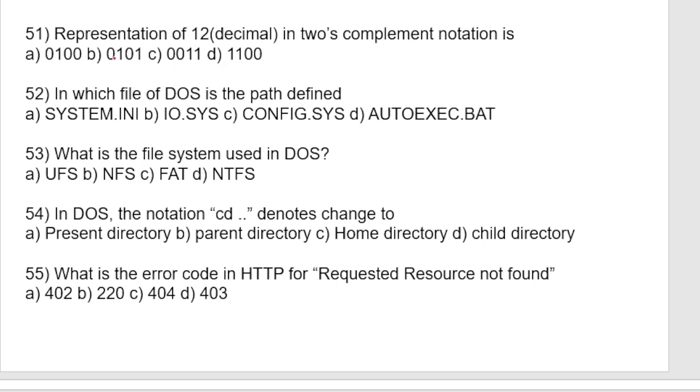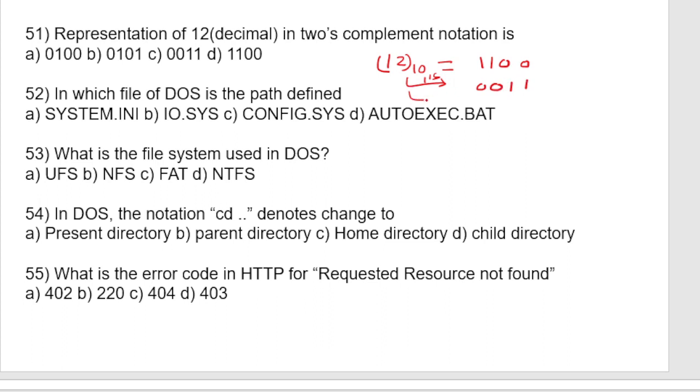Let's see the first question: representation of 12 decimal in 2's complement notation. तो guys, कैसे निकालते हैं 2's complement notation? ये जो हमारा 12 है, ये decimal में है, इसको पहले हम binary में convert करेंगे, तो आएगा 1100। ठीक है, तो इसका 2's complement निकालने के लिए दो तरीके हैं, या तो पहले 1's complement निकालिए। 1's complement में क्या करते हैं, just 0 को 1 और 1 को 0 कर देते हैं. So convert 1 into 0 and 0 into 1.